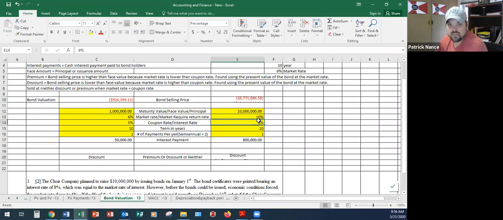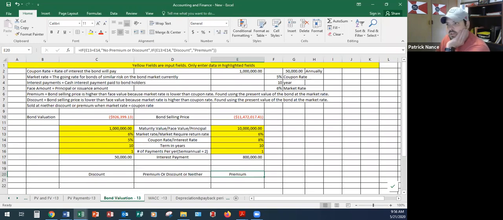And this should change whichever method or whichever one it is. It should give you the answers to what it is. And we'll stop there for bond valuation.